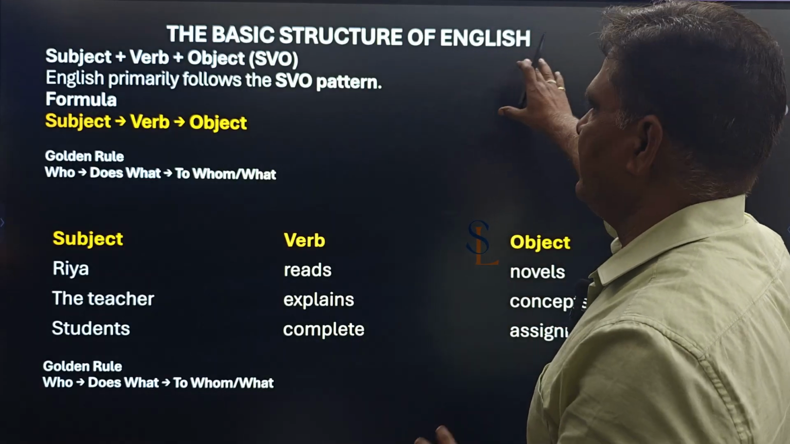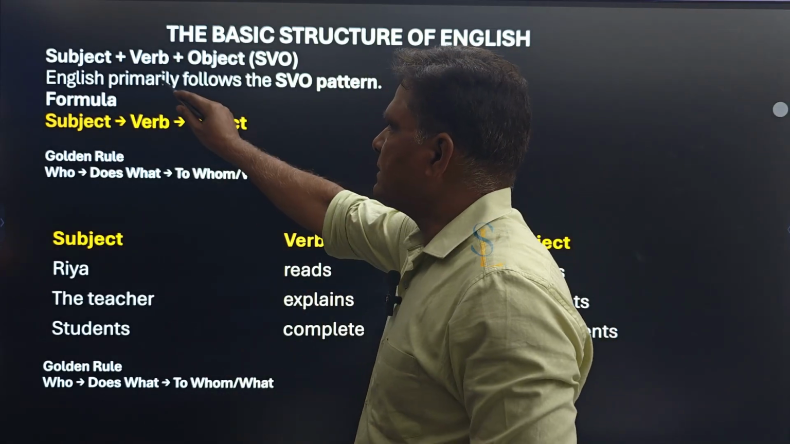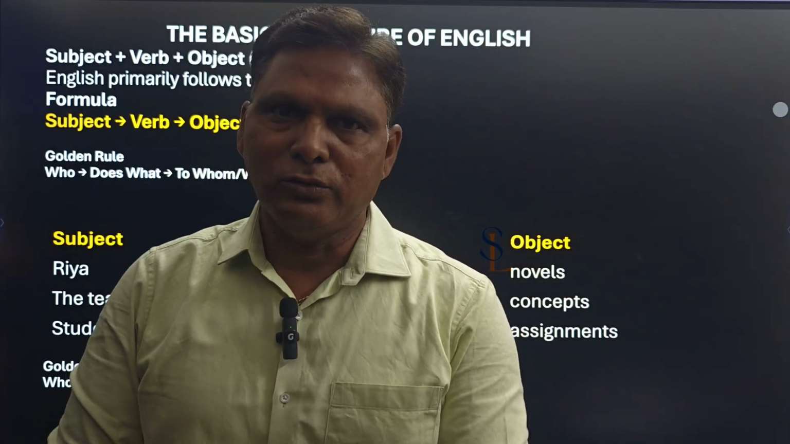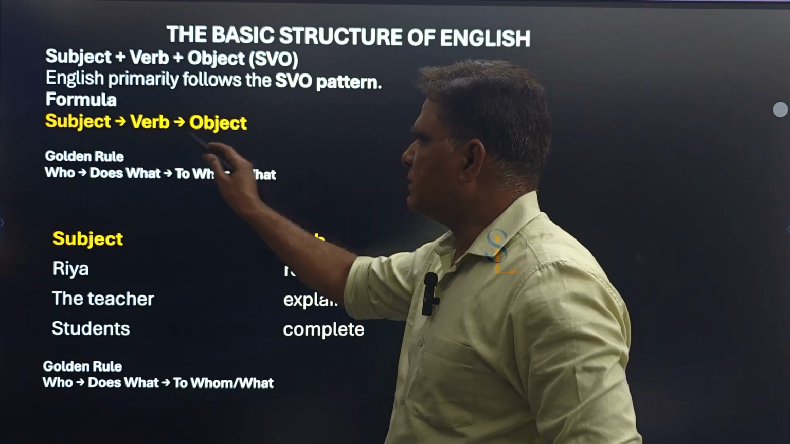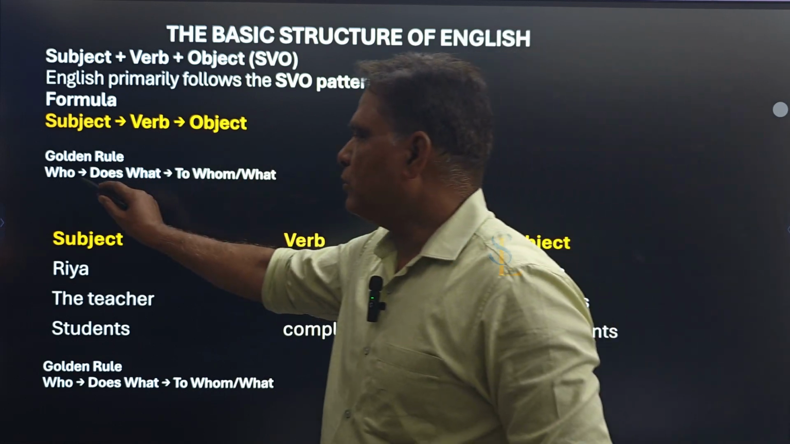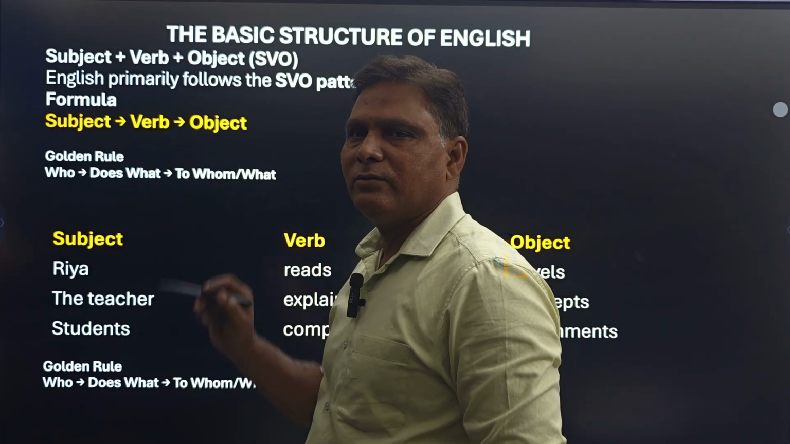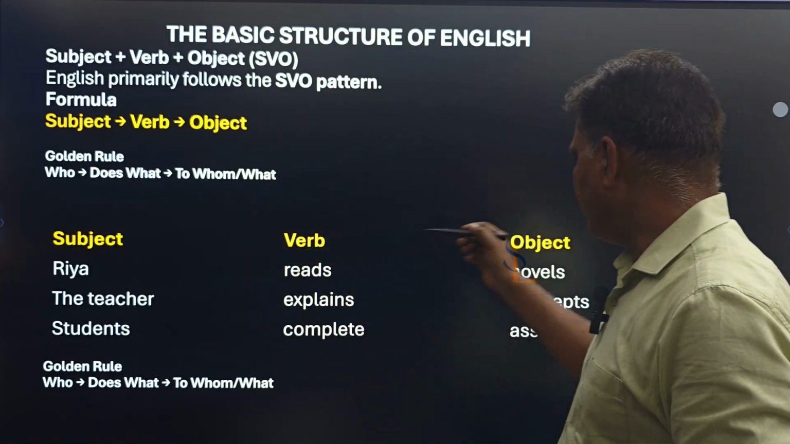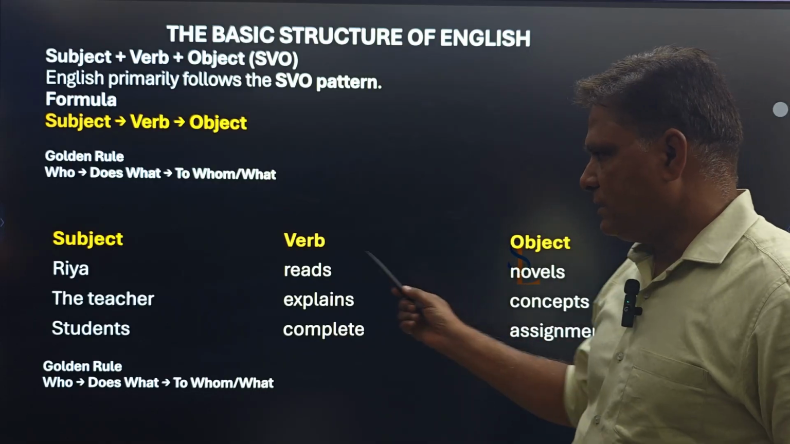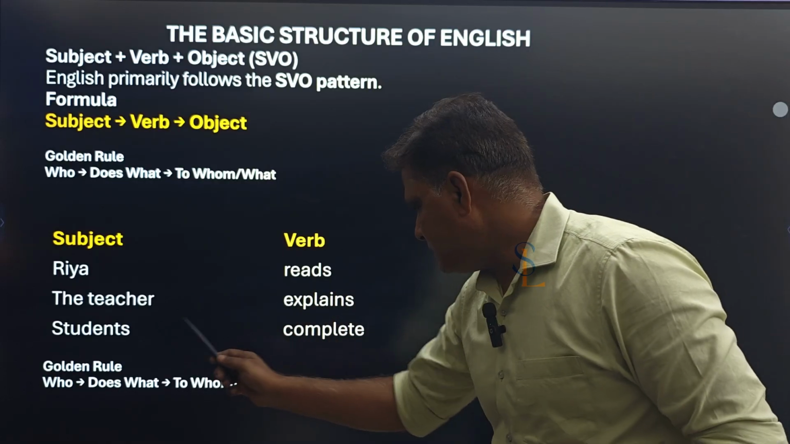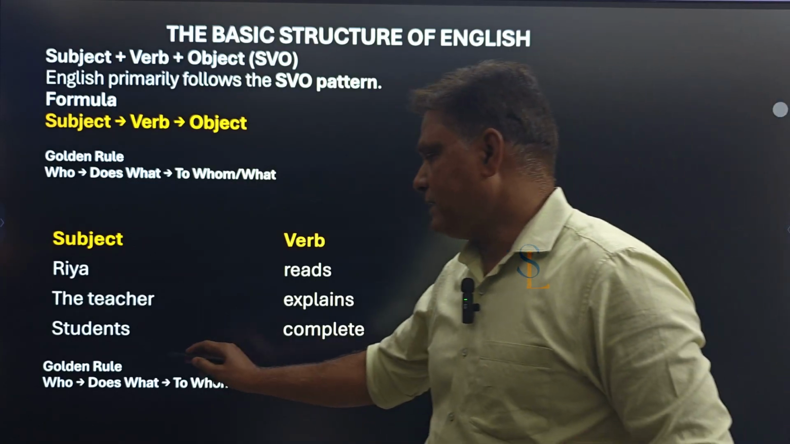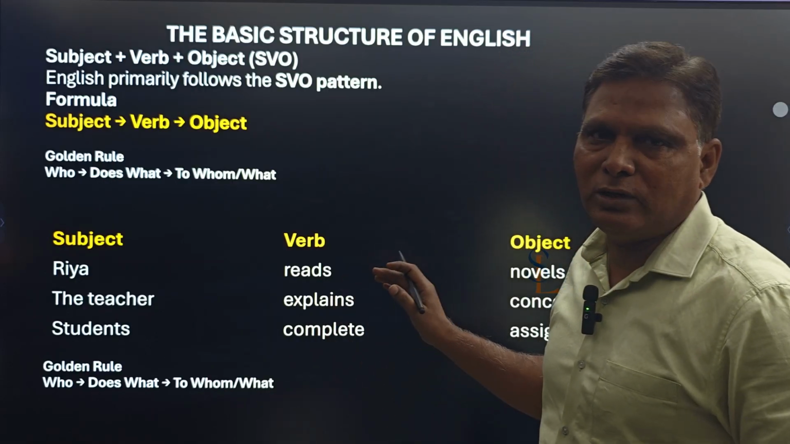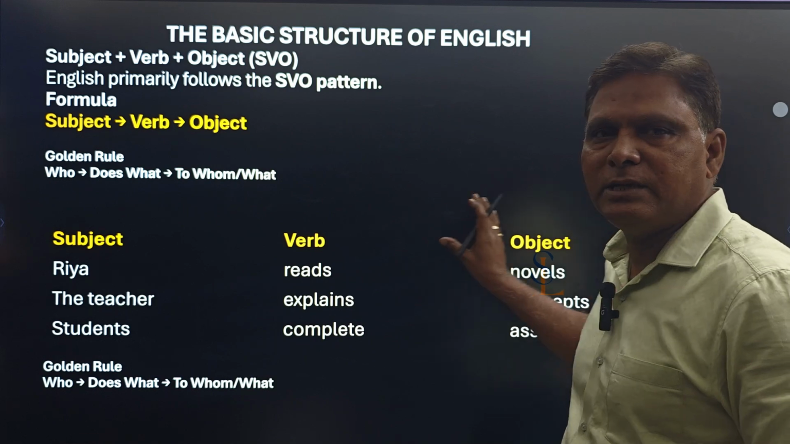So the basic structure of English is, as I have given you a short while ago, subject, verb, object. That is SVO. Of course, in some sentences we have only subject and verb, but the formula is subject, verb, and object. The golden rule is who, subject, does what, verb, to whom or to what, that is object. Ria reads novels, the teacher explains concepts, students complete assignments. And here also the golden rule is who does what, to whom, or to what. So this is the golden rule, and the SVO concept is very, very important.